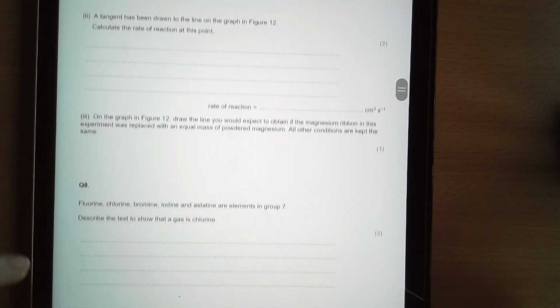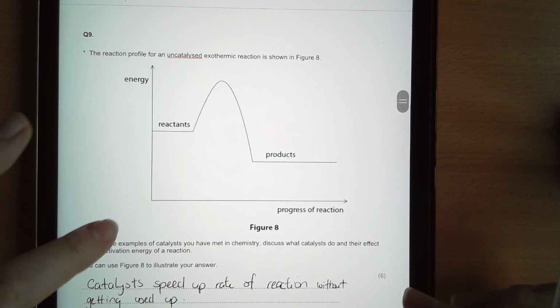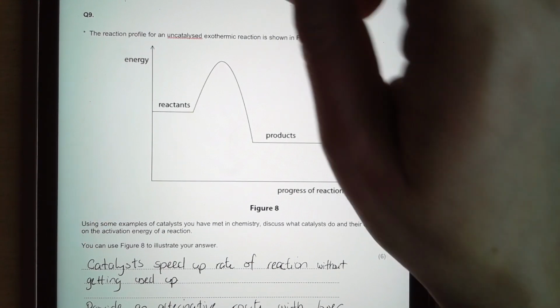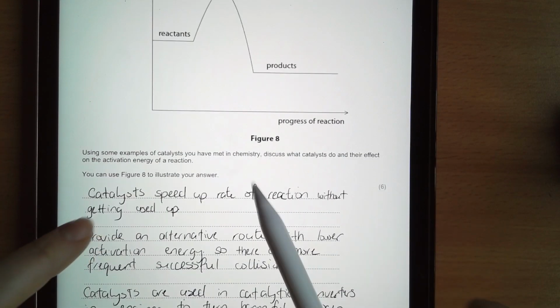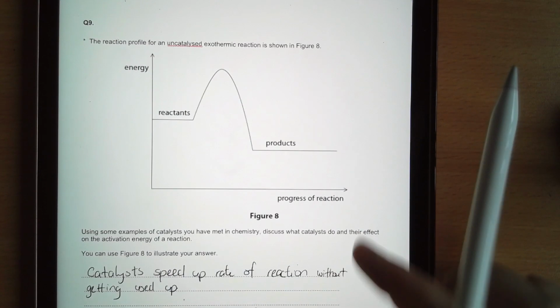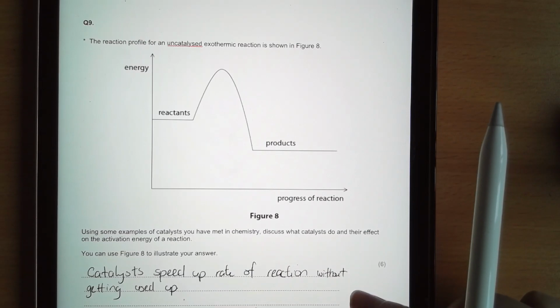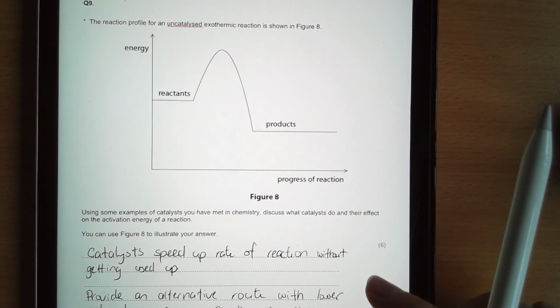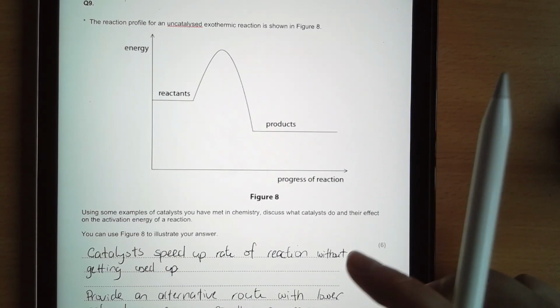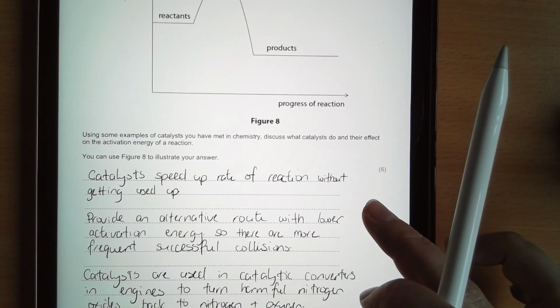Next question I wanted to go through, again another 6 marker. You can't just ignore them because they're 6 markers. Okay, there's stuff that you can say here. So it says it's drawn this reaction, and it says discuss what catalysts do and their effect on the activation energy, and you can use figure 8 to illustrate your answers. Effectively, it's a 6 marker that says just tell me all you know about catalysts. Okay, and you come across them in biology as well, so you should have something to say here.